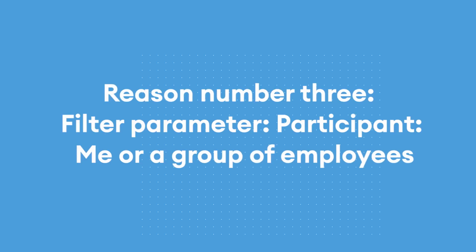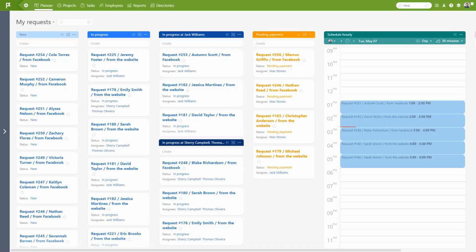Reason number 3. Filter parameter, participant, me or a group of employees. A task with the condition participant, me or a group of employees will not be displayed in a list if you are linked to it in another role. Let's look at one such list. We open it for editing.